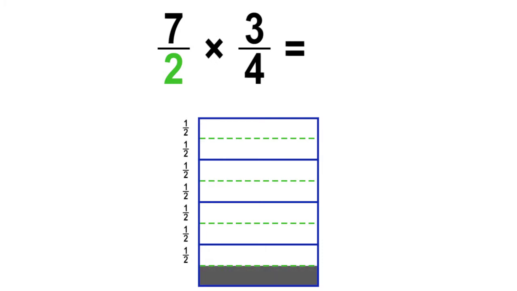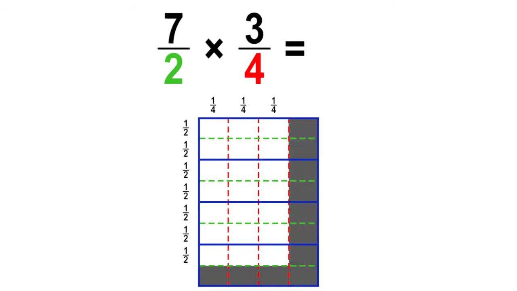The second fraction, 3/4, we will use columns in our model. We will draw 4 columns because the denominator is fourths. We will label 3 columns as 1/4 and darken the last fourth of the column.